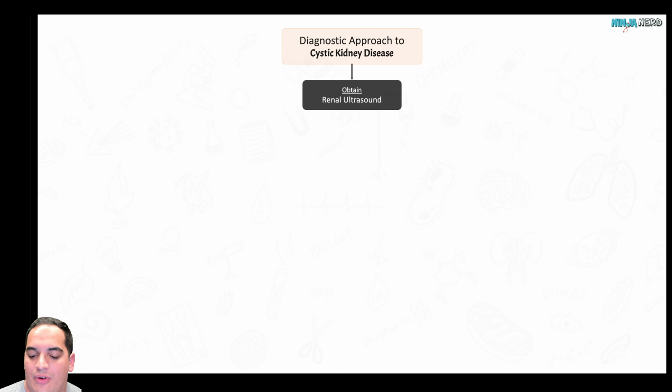So first thing, for a patient who has maybe some flank pain, maybe some hematuria, maybe they even have a palpable mass, it's always a good idea to get a renal ultrasound. If you get the renal ultrasound and it shows a thin-walled cyst, anechoic in the center, what does that sound like? It sounds like a simple renal cyst.